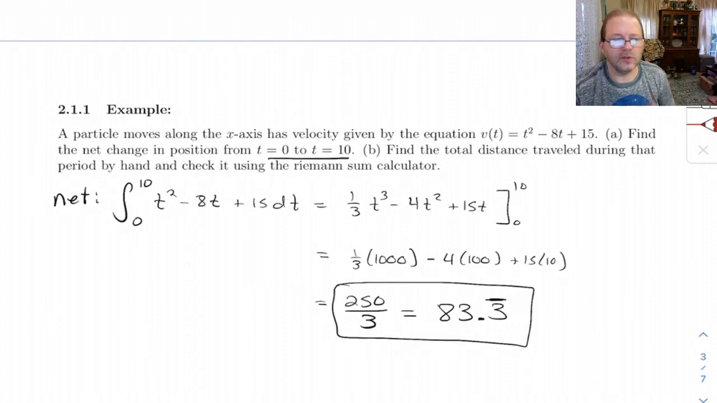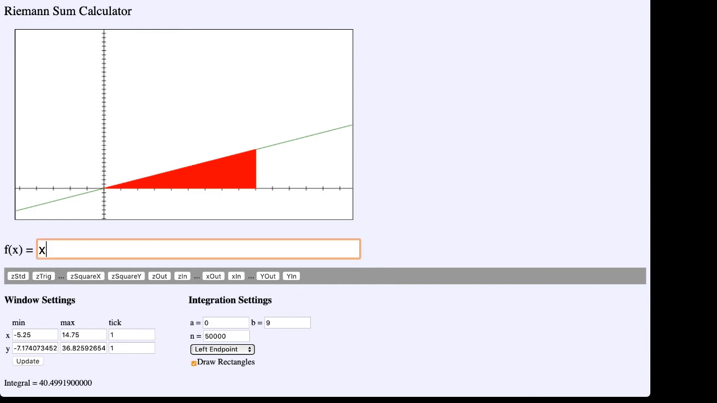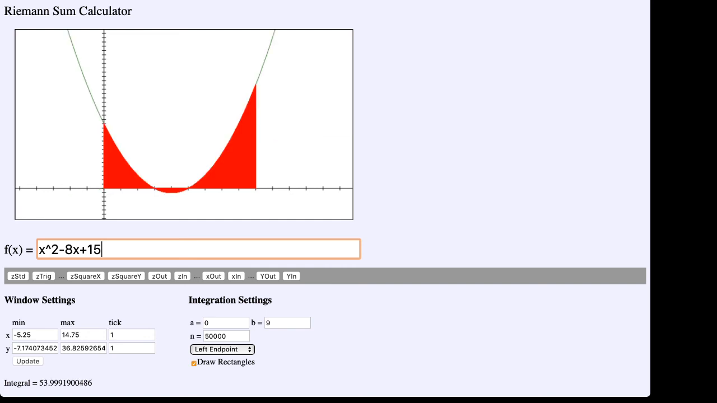Let's check that on Desmos while I've got it up. Or I'm sorry, not on Desmos. I'm going to check it on my Riemann sum calculator. So basically, we're doing the function x squared minus 8x plus 15. So we're looking at that function. And we're supposed to go from 0 to 10. And I've got it currently using 50,000 rectangles, and it's giving me 83.33. So that looks pretty good.